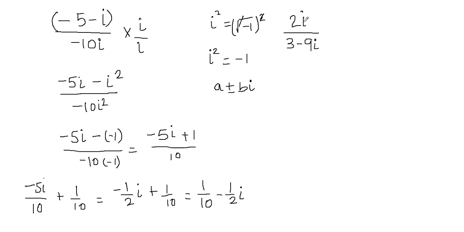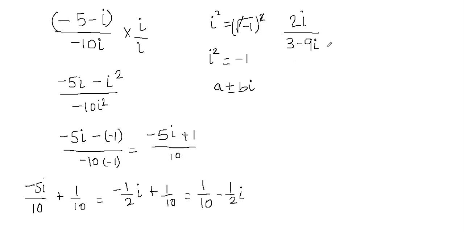Now let's take a look at this example. Notice that I have an i in the denominator, and we know that we cannot have an imaginary number i in the denominator. So the first thing we need to do is to eliminate this i from the denominator. To do that, I would have to multiply my denominator by the complex conjugate. Basically, I need to multiply my fraction by the complex conjugate of the denominator.